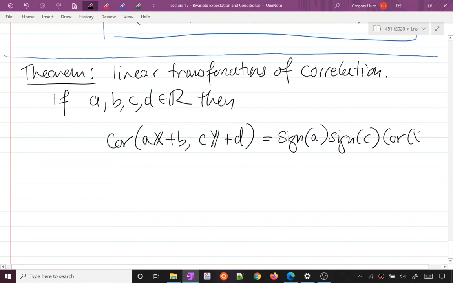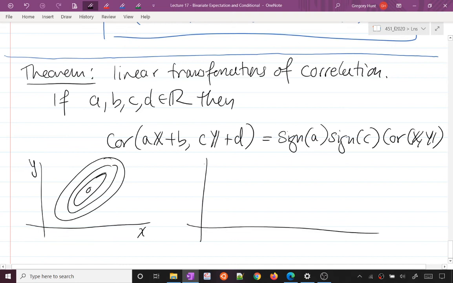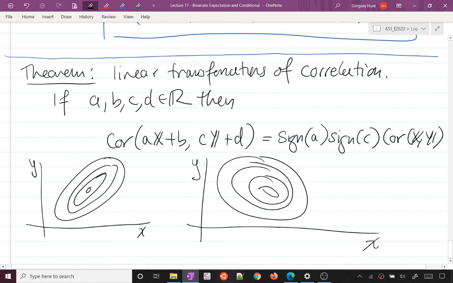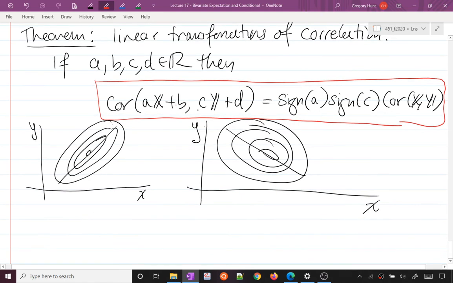times the correlation of X and Y. The idea is that if originally X and Y have some positive relationship, so maybe this is the contours of my PDF, if I were to switch X to negative X, then my PDF would look something like this. The contours look something like that. And so I'd have a negative relationship instead of a positive relationship. So I have to account here for sign changes, but I don't have to account for the magnitude of a and c.